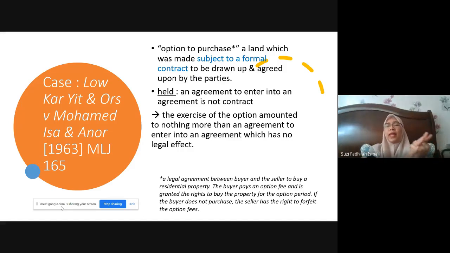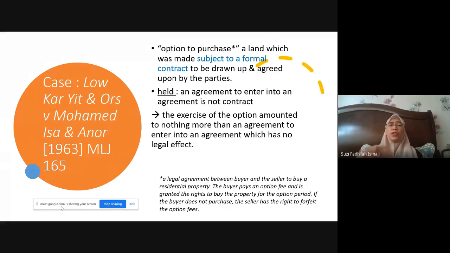So for a land, this option was made subject to a formal contract to be drawn up and agreed upon by the parties. Here the parties agreed that there must be a formal contract to be drawn up later, and both of them agreed with this arrangement. And later they had a dispute to see whether there's a contract or not between them. The court held that an agreement to enter into an agreement is not a contract, because why? It is made conditional. It is not unqualified. This is what we call qualified.